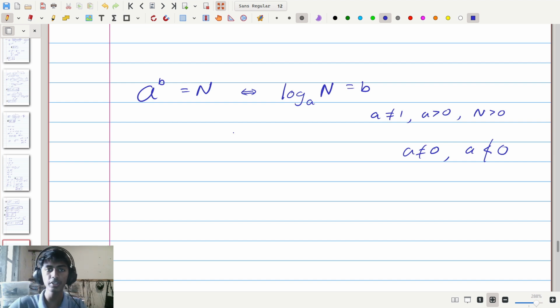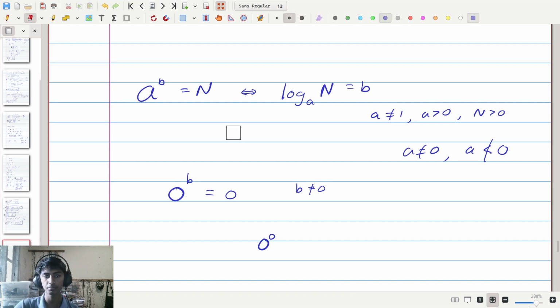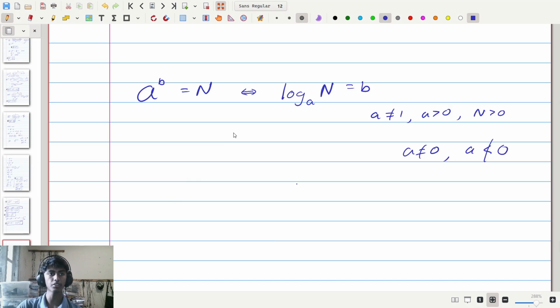If a is 0, we run into the same issue. 0 to any b is equal to 0, provided that b is not equal to 0. Why did I say provided that b is not equal to 0? Because if b is 0, we have 0 to the power of 0. Earlier in this same video, I told you why 0 to the power of 0 is currently undefined. However, in most circumstances we would take it as 1. There are some circumstances where you could take 0 to the 0 as being equal to 1. Because of that issue, a should not be 0.